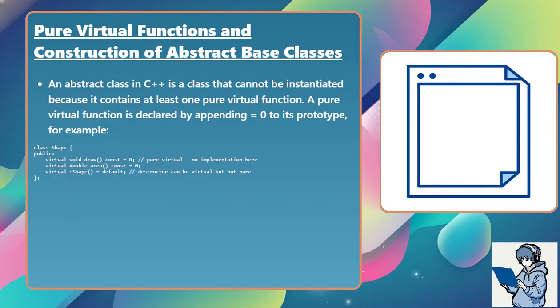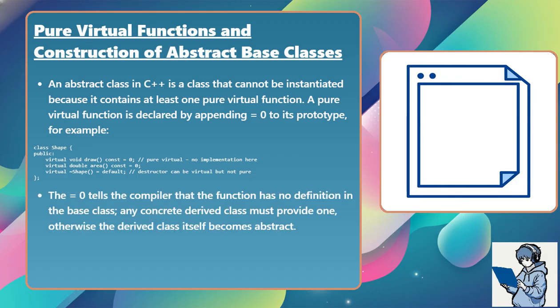An abstract class in C++ is a class that cannot be instantiated because it contains at least one pure virtual function. A pure virtual function is declared by appending =0 to its prototype. For example, class shape { public: virtual void draw() const = 0; // pure virtual, no implementation here virtual double area() const = 0; virtual ~shape() = default; // destructor can be virtual but not pure.